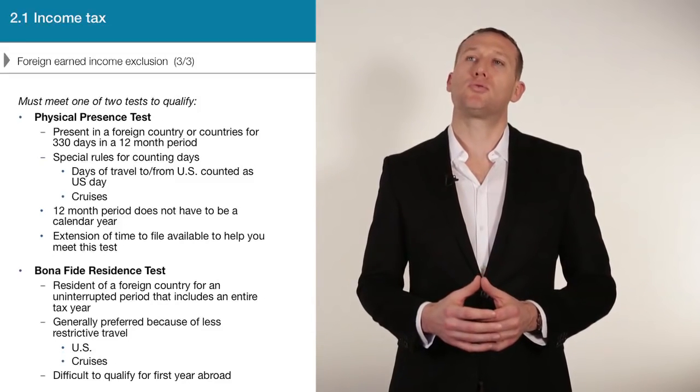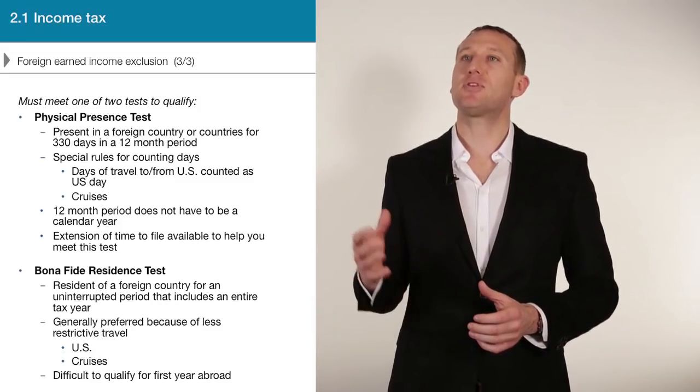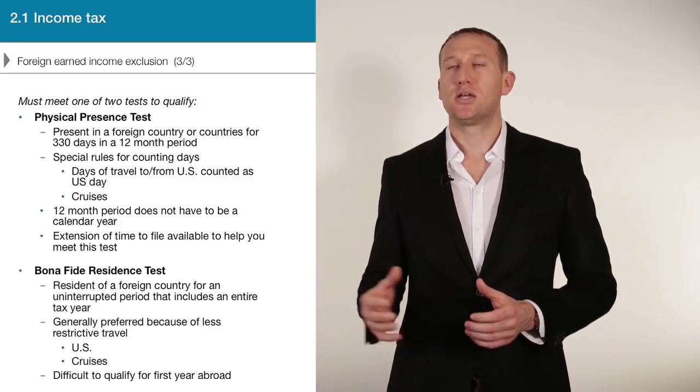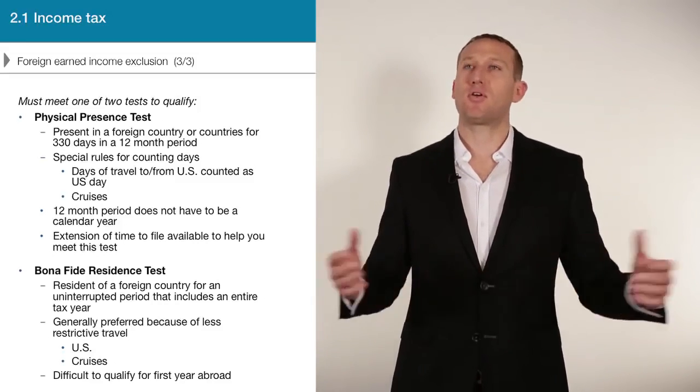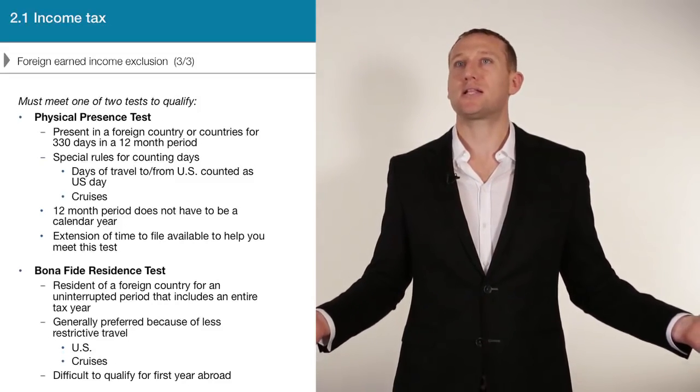It's also important to remember that when counting these 330 days, they have to be present in a foreign country. So, for example, if you're on a family vacation on a cruise, you're in international waters. That's not considered being present in a foreign country. You cannot count those days towards your 330 days.